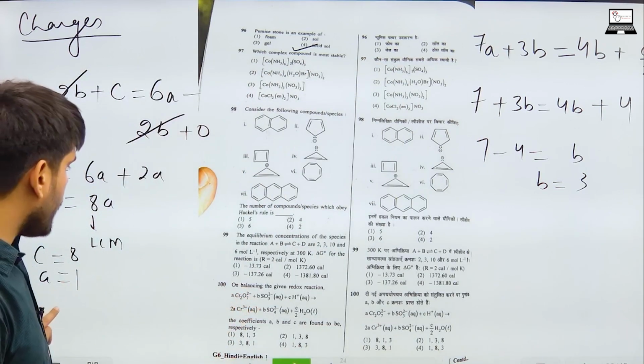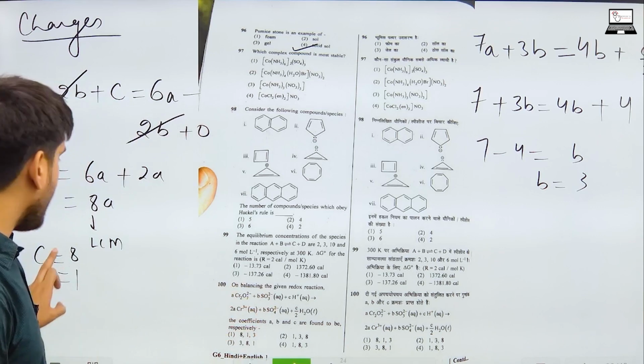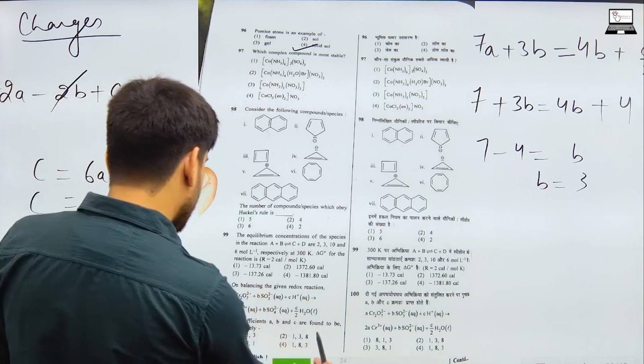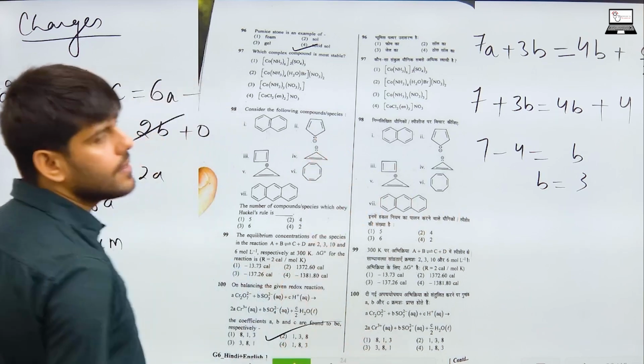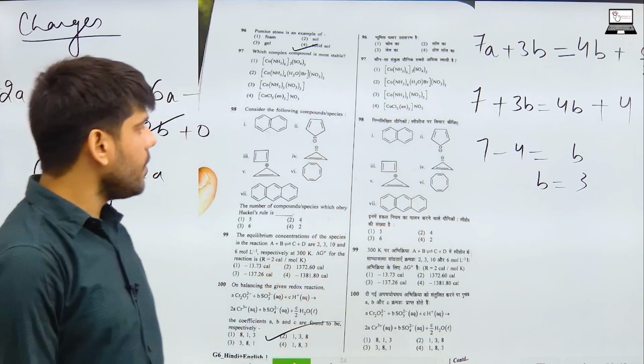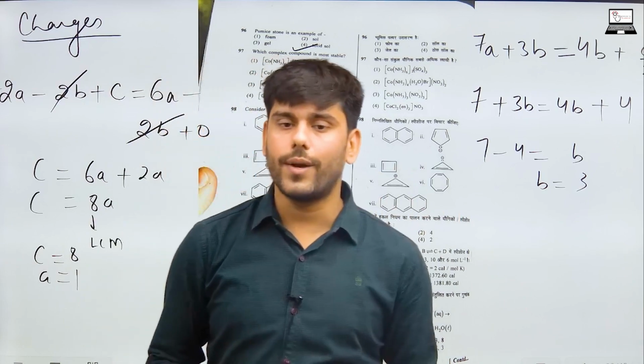A comes out to be 1, b comes out to be 3, and c comes out to be 8. So A, B and C are 1, 3 and 8. The second option is the right answer. I hope you have understood all the questions. Thank you so much.